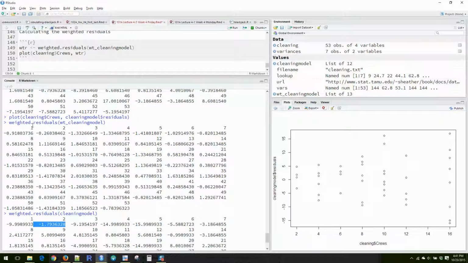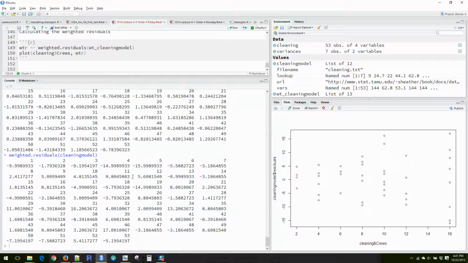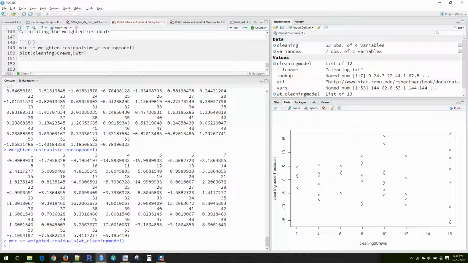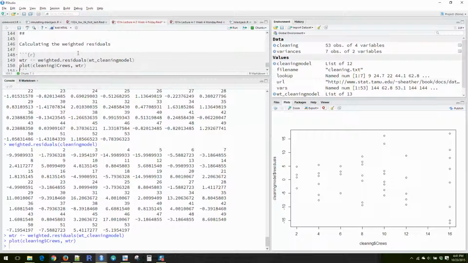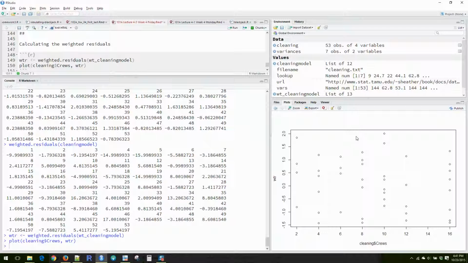But with the weighted residuals of the weighted cleaning model, okay, I'm going to plot these. So I'm going to call these weighted residuals. And I can plot crews against weighted residuals, and I think you'll see the problems of heteroscedasticity have been taken care of, or at least addressed.